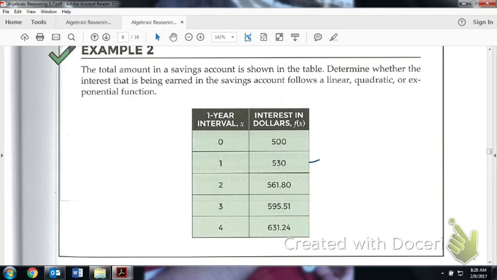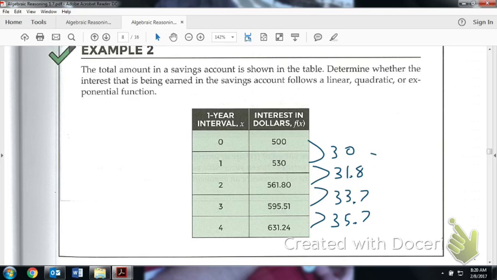Here we go. So 530 minus 500 is 30. 561.80, so 561.8 minus 530 is 31.8. And we just keep on going. I'll pause real quick. All right, there you go. Take a second to copy those down, that's fine, but you'll realize real quick that the first difference is not the same, so this is not linear.